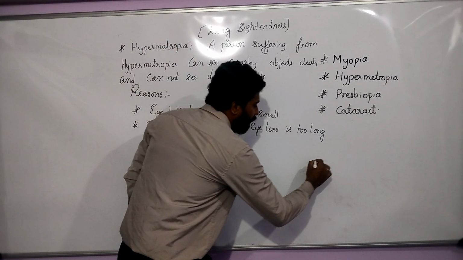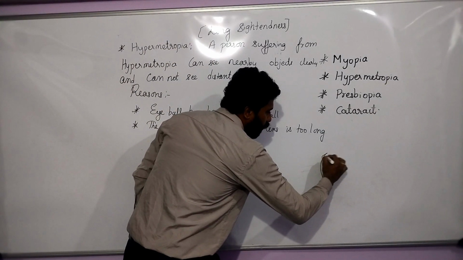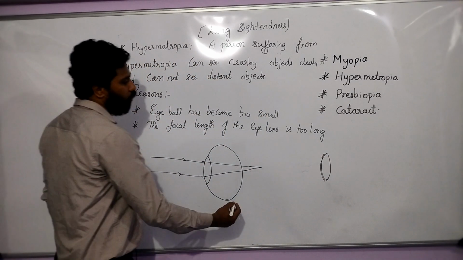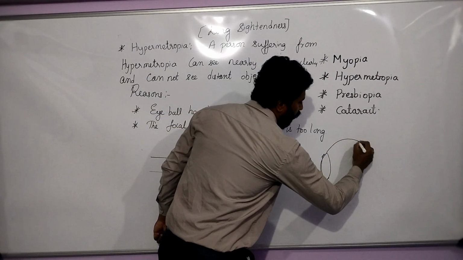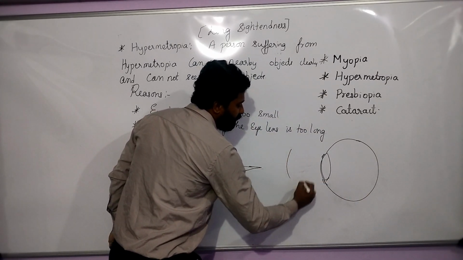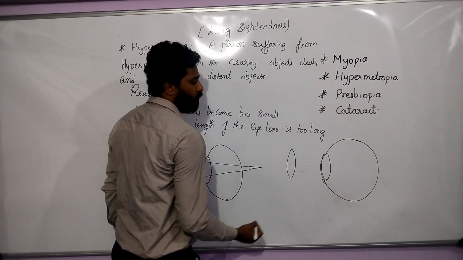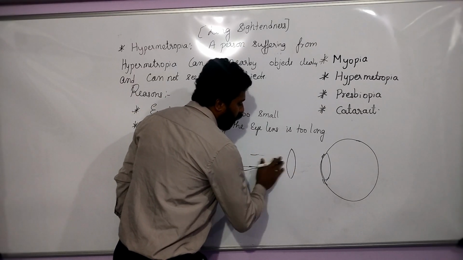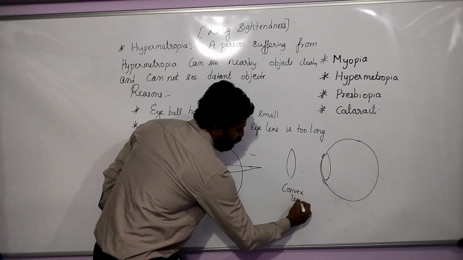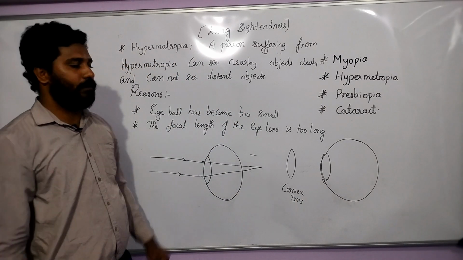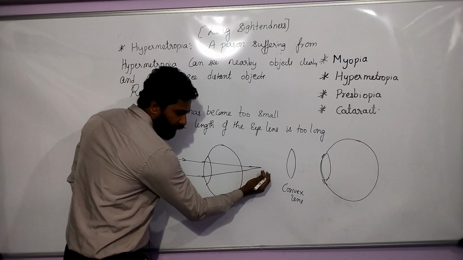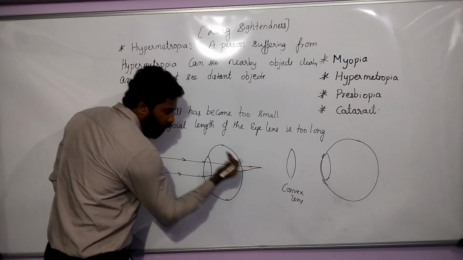So where do we have to keep the object? What are the corrections? So now let us see. So which type of lens are we going to use? We are going to use a convex lens, a bifocal convex lens, to treat hypermetropia. The image is forming behind the retina, and I want to make it form on the retina.